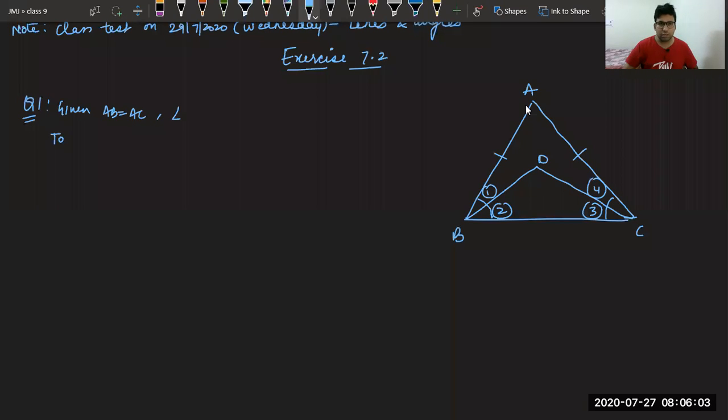Okay, given to us angle 1 equal to angle 2, comma, angle 3 equal to angle 4.